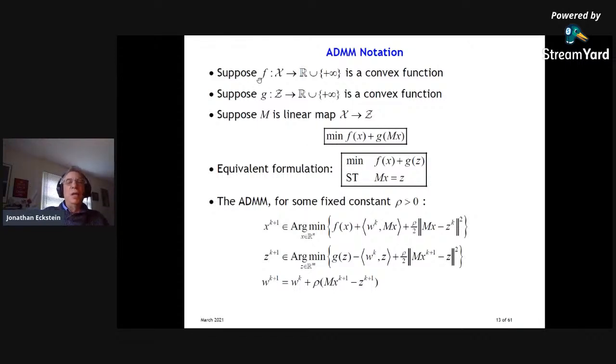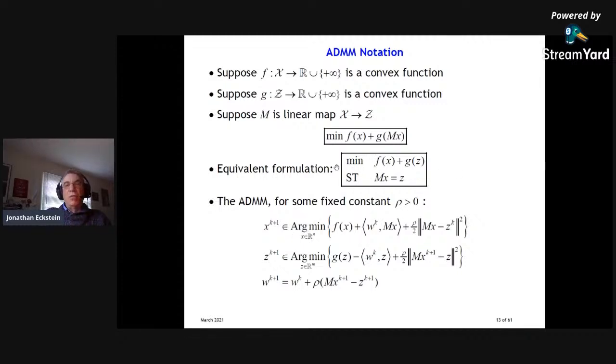Here's the notation I'm going to use for ADMM. This f is some function from this abstract space X to the reals plus infinity, and we'll say it's convex. And g is from this abstract space Z to the reals and infinity. And we suppose we have some linear map from X to Z called M. We look at this problem: minimize f(x) + g(Mx), or equivalently, minimize f(x) + g(z) subject to Mx = z.